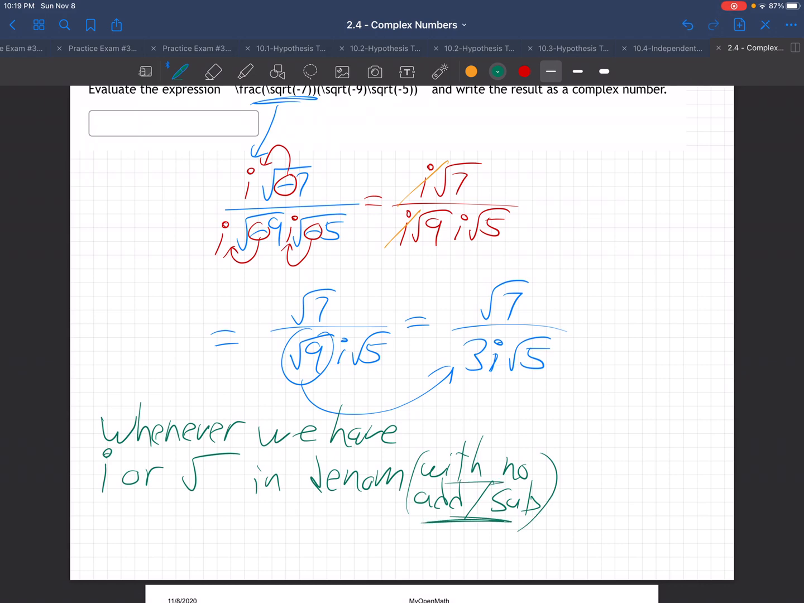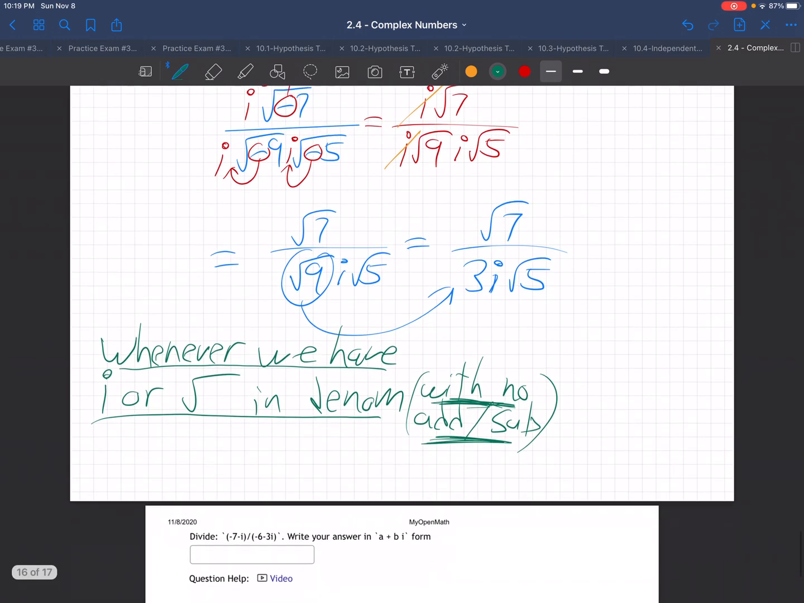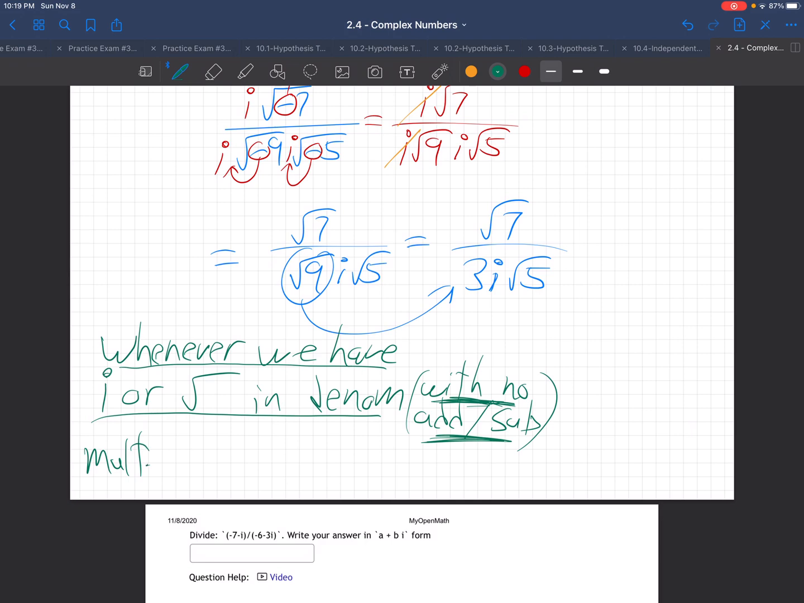Because if you have adding or subtracting down there, that's a different deal. It's harder. You got to do something fancy. You'll see that on some of the other examples. But I'm talking about when we just have an i or a square root in the denominator with no adding or subtracting, then what do you do? You multiply top and bottom by the i and the root.